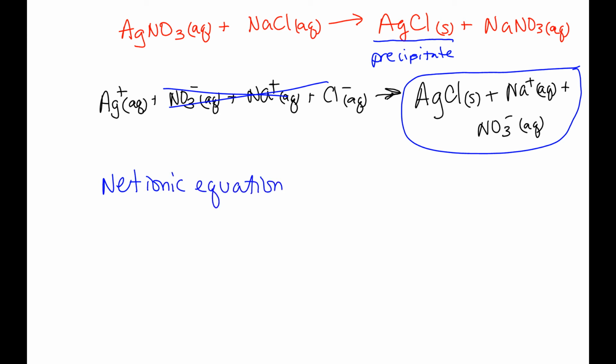Okay? Now, to write the net ionic equation, we just have to be worried about this precipitate here. So I'm going to break this precipitate up, okay? So I know it started out with Ag, okay? Oops, that's an A, aqueous, and Cl minus. Okay, that's AgCl broken up.